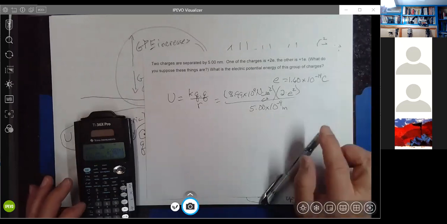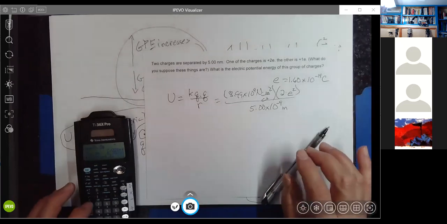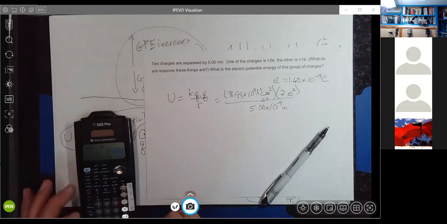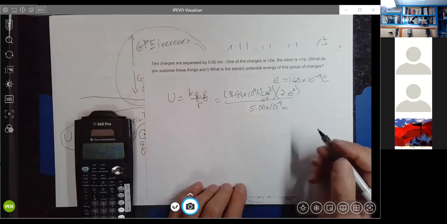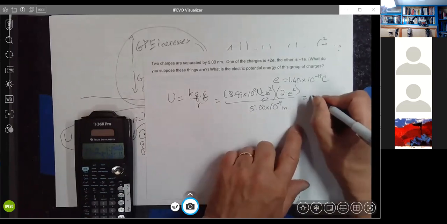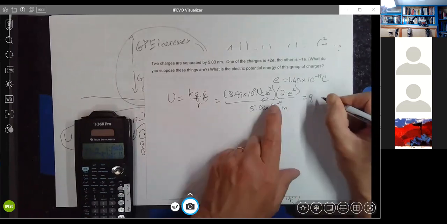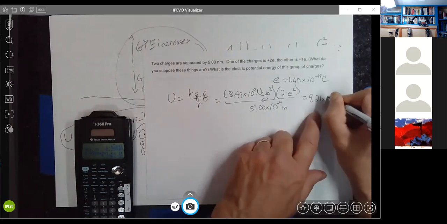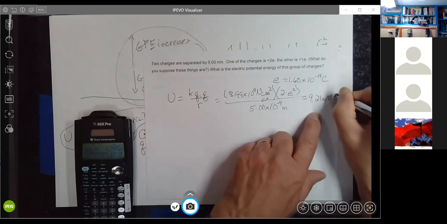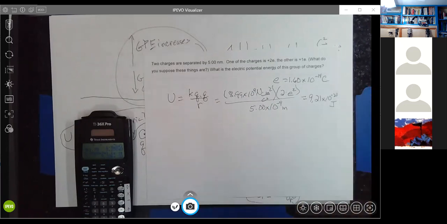And that I have to square, divided by 5E minus 9. Okay, and it's not much energy. It's about 9.21 times 10 to the minus 20th joules is what I get for that thing, keeping 3 sig figs. So in joules, at least, it's not very much.